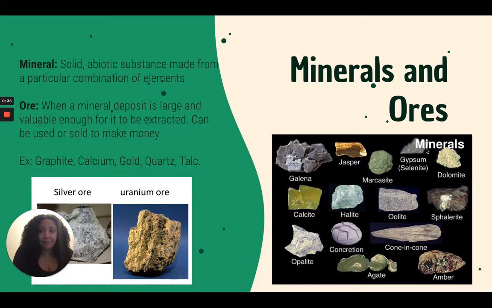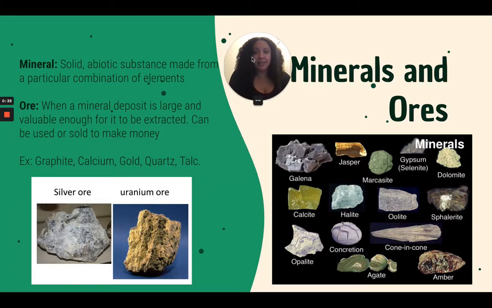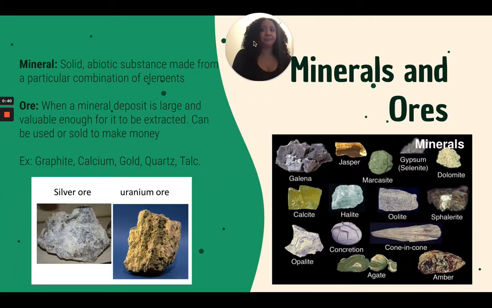Let's get into it. So what exactly is a mineral and what is an ore? A mineral is a solid abiotic substance. So remember, abiotic meaning non-living, made from particular combinations of elements. So the elements in the periodic table. The difference between a mineral and an ore is just when a mineral deposit is large enough and valuable enough for it to be extracted by us. And those ores can be used or sold to make money.